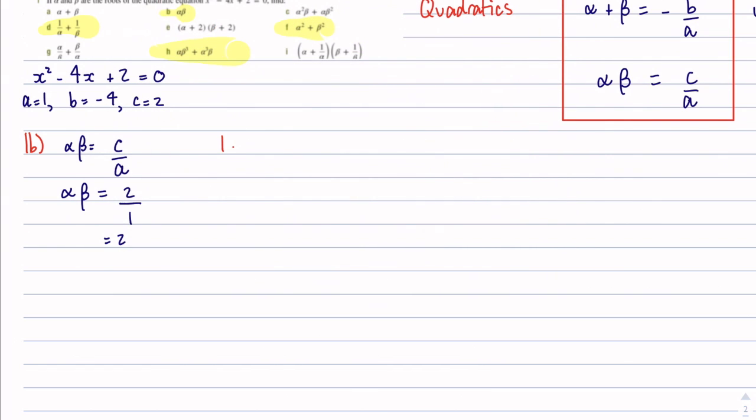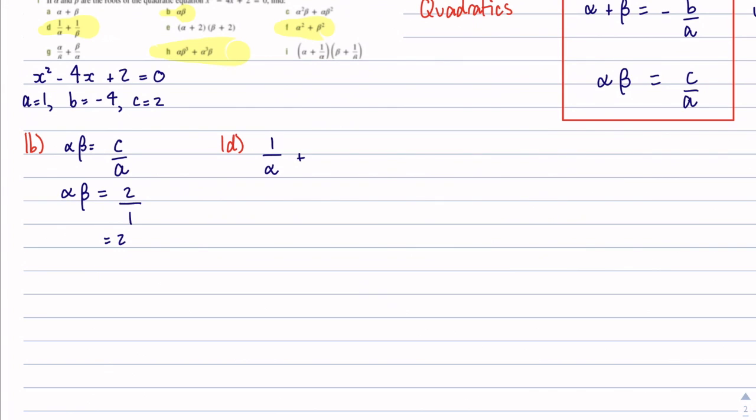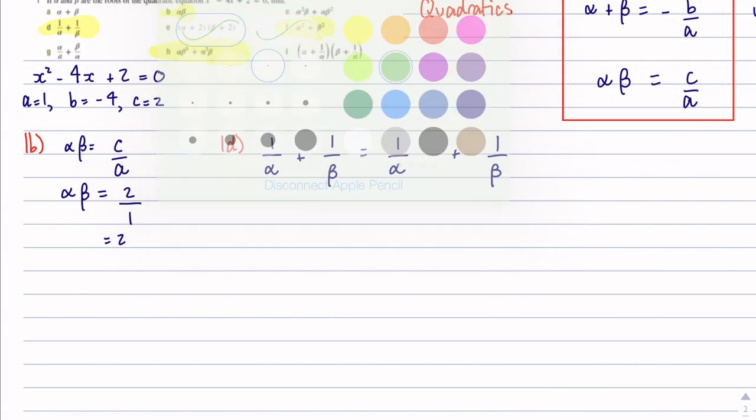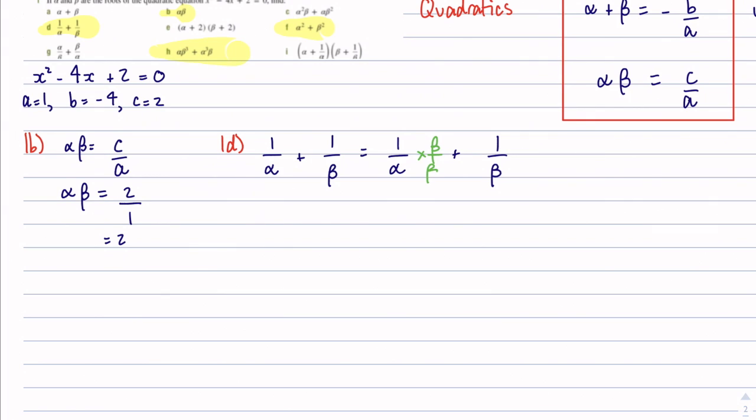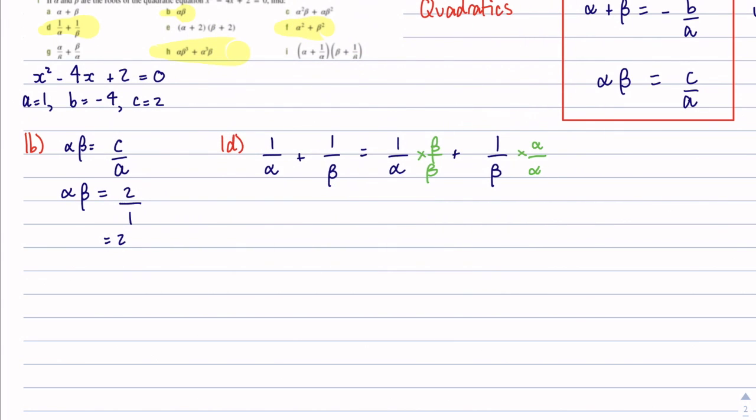For 1d, we're looking for 1 on alpha plus 1 on beta. Now, I don't actually know that straight away from my formulas, but if I were to put those two fractions together, 1 on alpha plus 1 on beta, I would have to times this one by beta on beta, because my lowest common denominator would be alpha beta. This one by alpha on alpha. So essentially I'm cross multiplying. So I've got 1 times beta plus 1 times alpha over alpha beta.